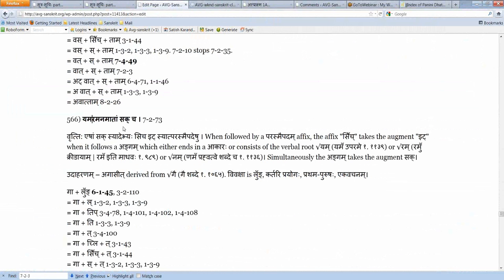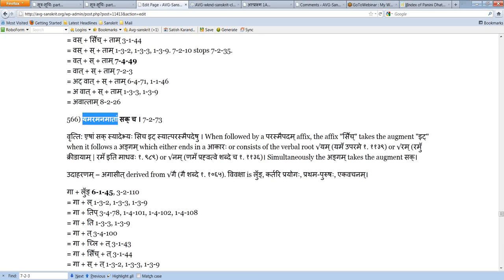This sutram is in the Idagama Prakaranam, 7273, because these dhatus would not have allowed Idagama normally, because 7 to 10, Anudatta, would block the Idagama. But now this specific sutram says that following these dhatus, this sich, which is followed by Parasyapadam, such a sich, which is the Idagama, and the Angam takes the Sak Agama.